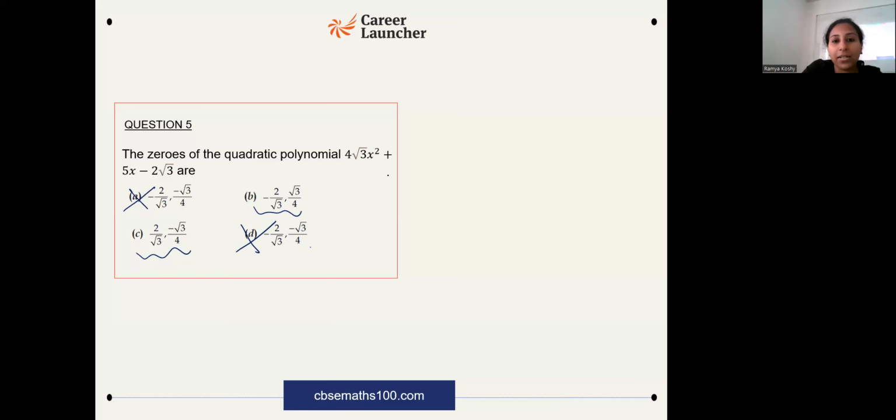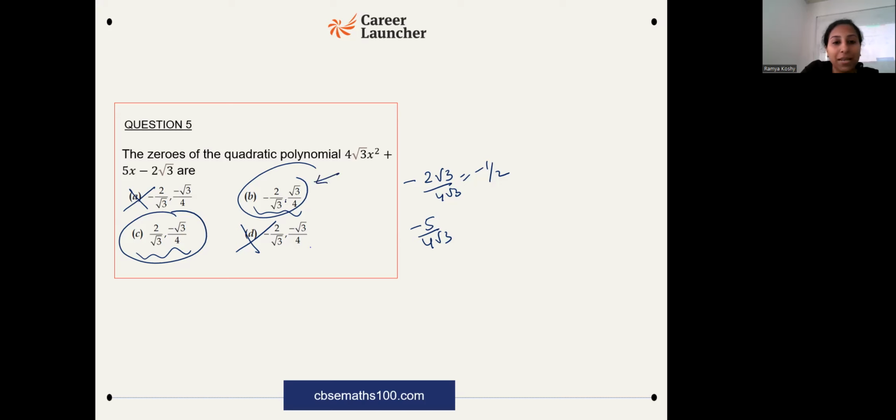So where is the product? Product should be minus 2 root 3 by 4 root 3, which is minus half. But in both remaining options the product is minus half. So then what would you need to do? You need to check the sum. Sum is minus b by a, which means minus 5 by 4 root 3. So you will have to add up both of these options and check where you get the sum as minus 5 by 4 root 3.